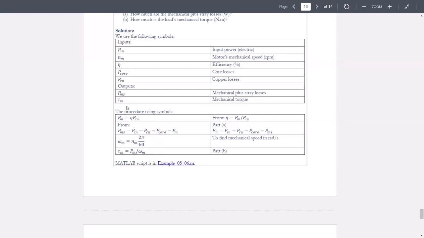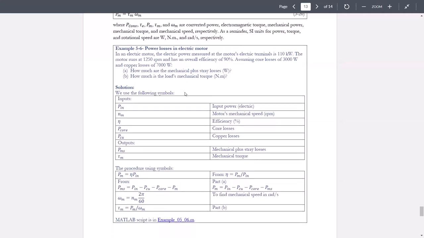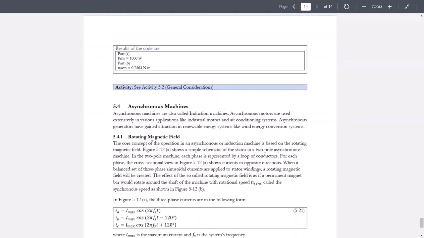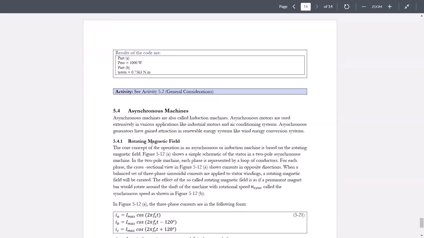The second part of the problem is how much is the load's mechanical torque? If you're given the output power, and if you have omega m, you can find out the mechanical torque, right? Make sure that you find omega m in radians per second by multiplying nm times 2 pi over 60 to find the right value of the mechanical torque. When you do this problem, you get PMS would be 1,000 watts, and tau m would be 0.7563 Newton meters.